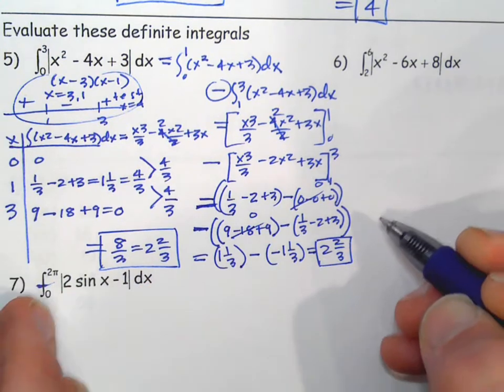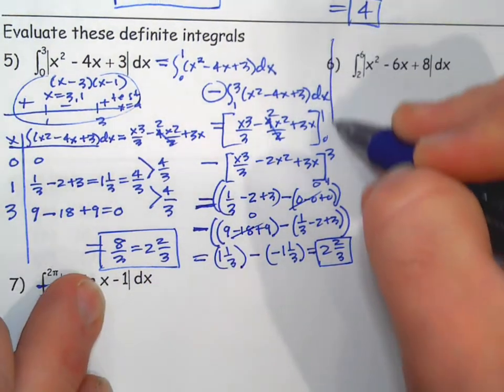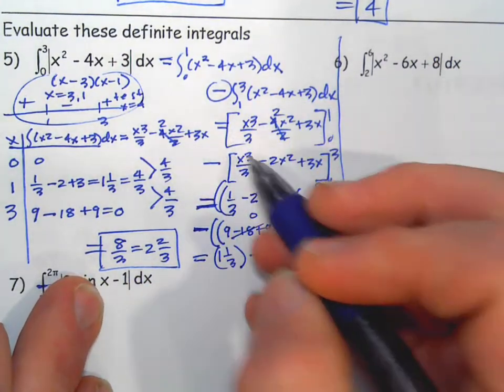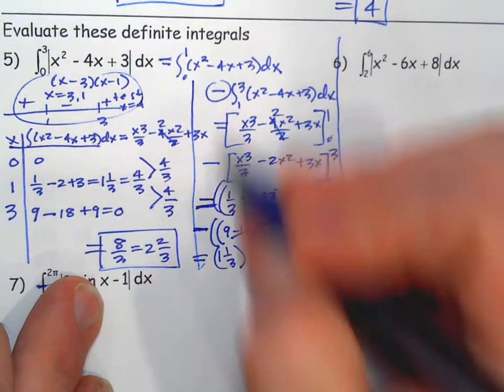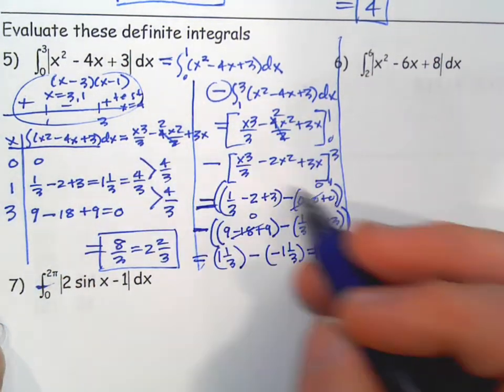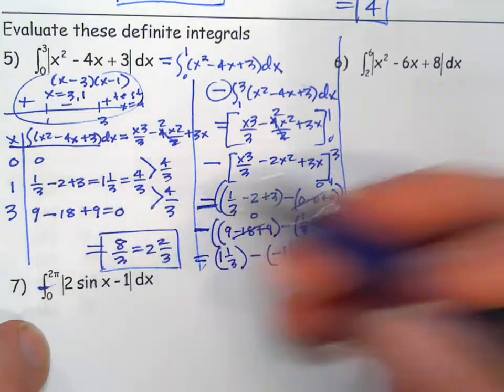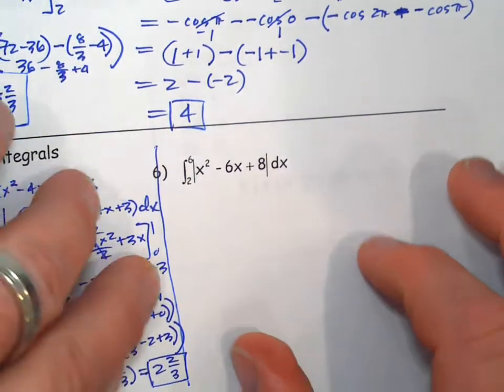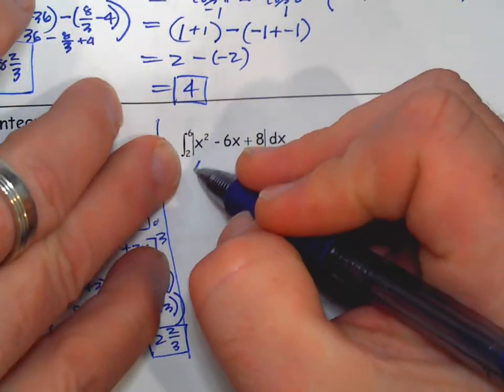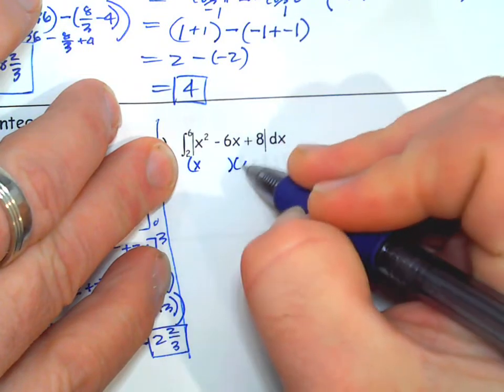Or 8/3. Same answer. But I think I kind of like that table, right? I mean, do you like all that or do you like that? Same work, less of it. Take advantage of the redundant work. Okay, next one. No matter what technique, you still got to find the zeros.